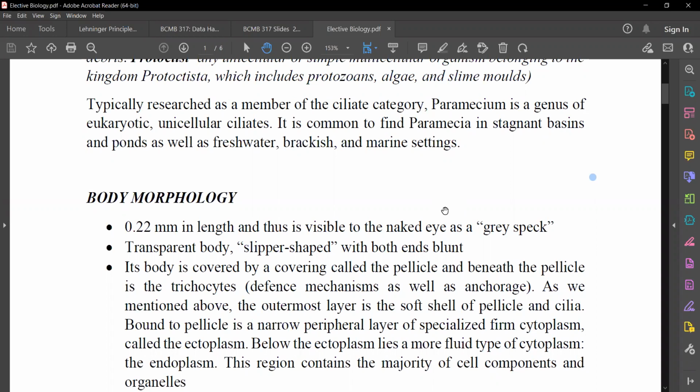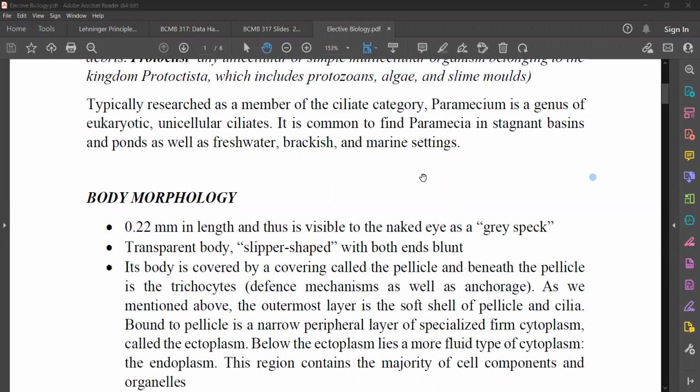Because of how transparent they are, if you place them under a low power microscope and you want to view them, it will be difficult. So most of the time, the slides that are prepared are stained. When you stain them, the stain affects the makeup of the paramecium, and it makes it easier for you to see. It stains the body of the paramecia so that it is easy for whoever is viewing the microscope to see it. So note the length 0.22 mm, slipper shaped, and transparent.